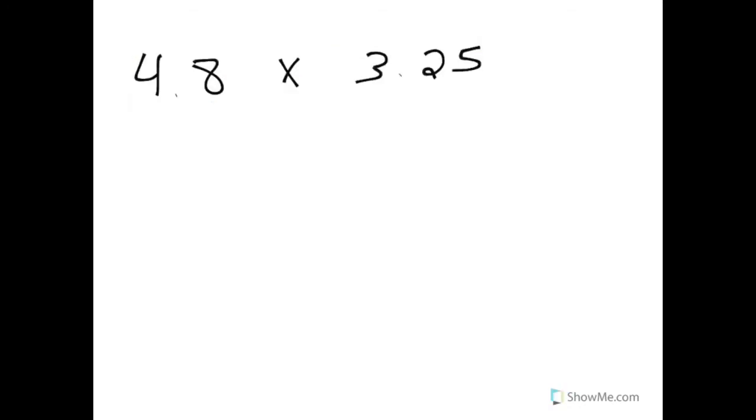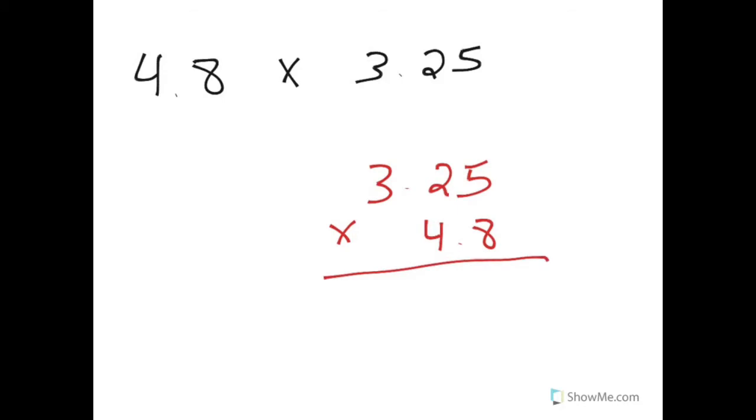Let's do another one. 4.8 times 3.25. Okay, the numbers are getting a little bit bigger, but no problem for us. 3.25 times 4.8. You notice I'm not lining up the decimal because I don't have to. When I'm multiplying decimals, I don't have to line them up. 8 times 5 is 40. Drop the 0, carry the 4. 8 times 2 is 16. Plus 4 is 20. Drop the 0, carry the 2. 8 times 3 is 24. Plus 2, 26.